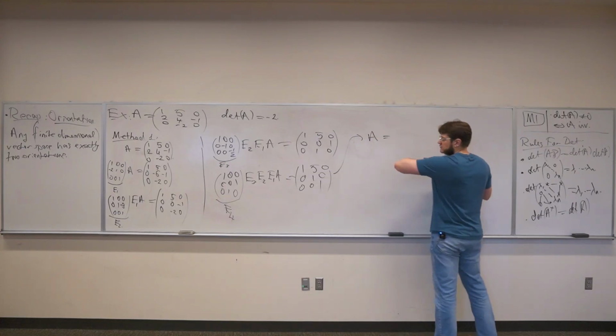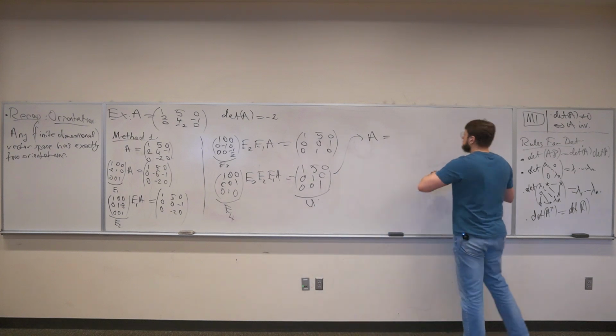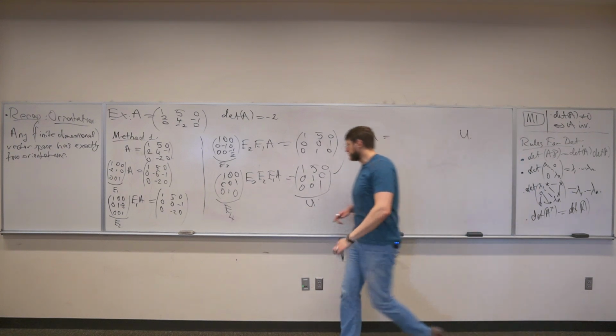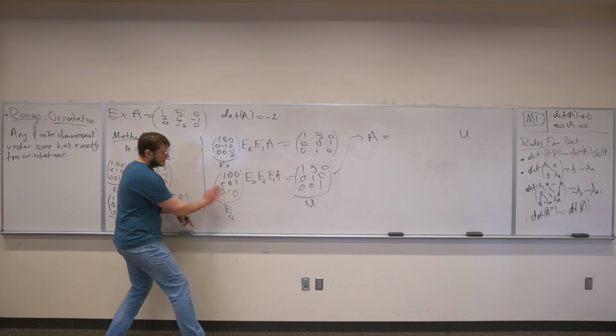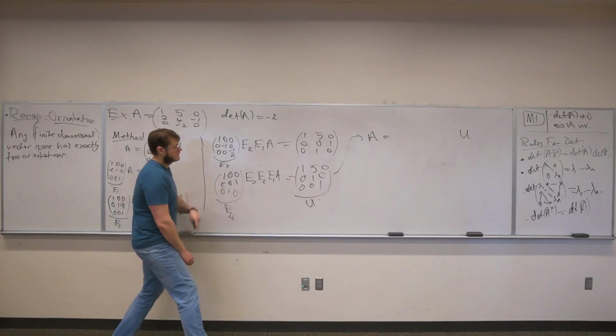A is, let's call this U. You got to be worried about the orders. Because E4 is to the left, you need to first multiply with the inverse of E4, and then with the inverse of E3, and so on.